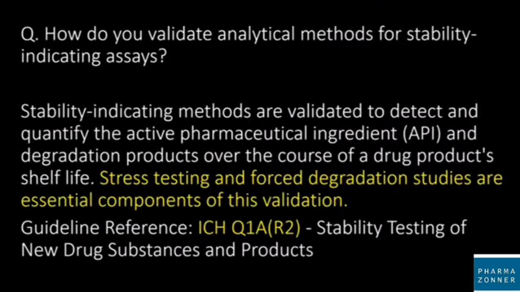This is one more important question. How do you validate analytical methods for stability indicating assays? Answer is stability indicating methods are validated to detect and quantify the active pharmaceutical ingredient, that is API, and degradation product over the course of drug product shelf life. Stress testing and forced degradation studies are essential components of this validation. Guideline reference ICH Q1A.